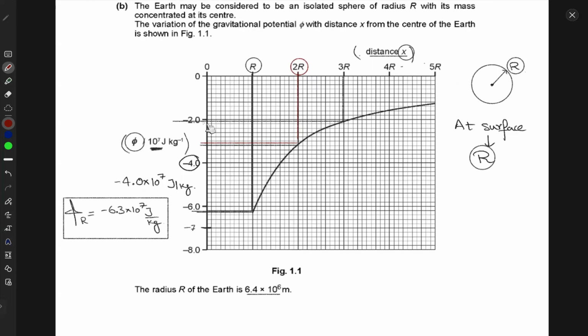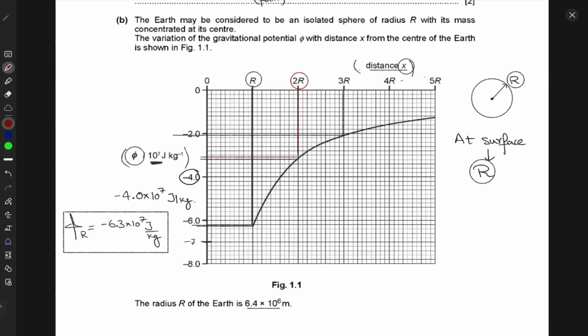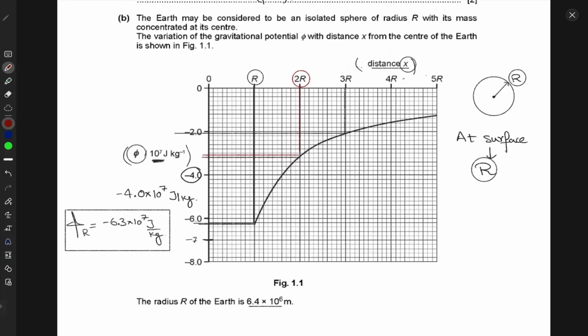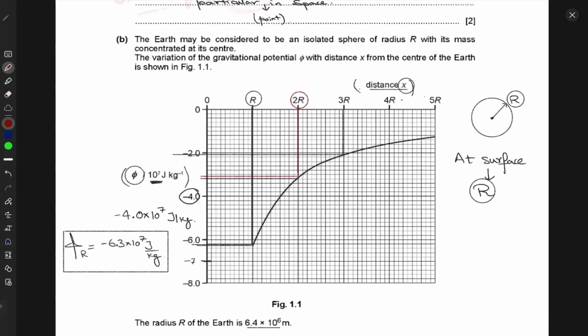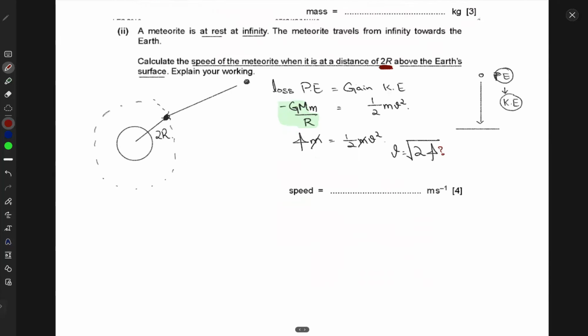It's 2r, right? So it will be something around 2.9. But you get the point, right? You'll just read off the value of phi from this graph and put it in this expression. So do you understand how I will find the value of phi? Is that clear?